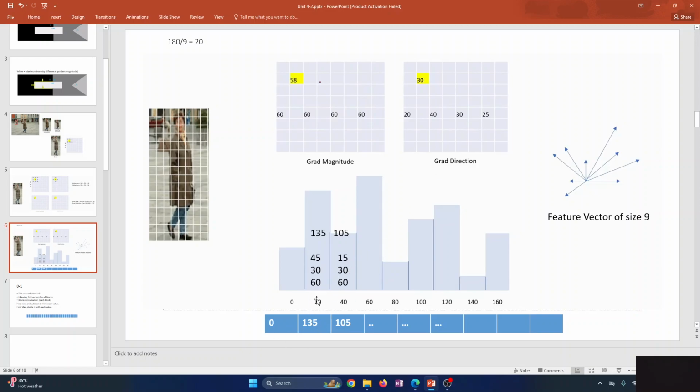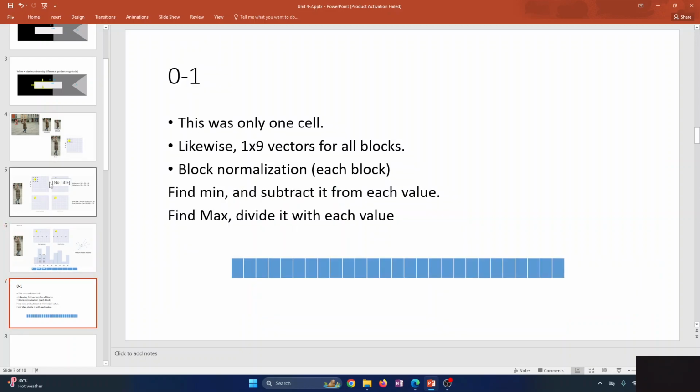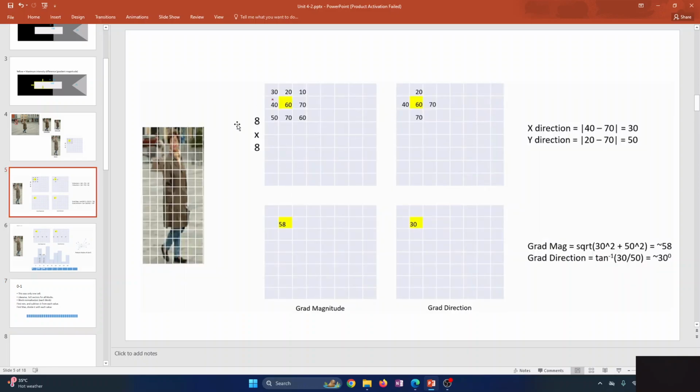25 is nearer to 20, so we'll give a major part to 20 and a minor part to 40. This can also be represented in this form: 0, 20, 40, 60, 80, likewise. Now, whatever we have discussed was only one cell.